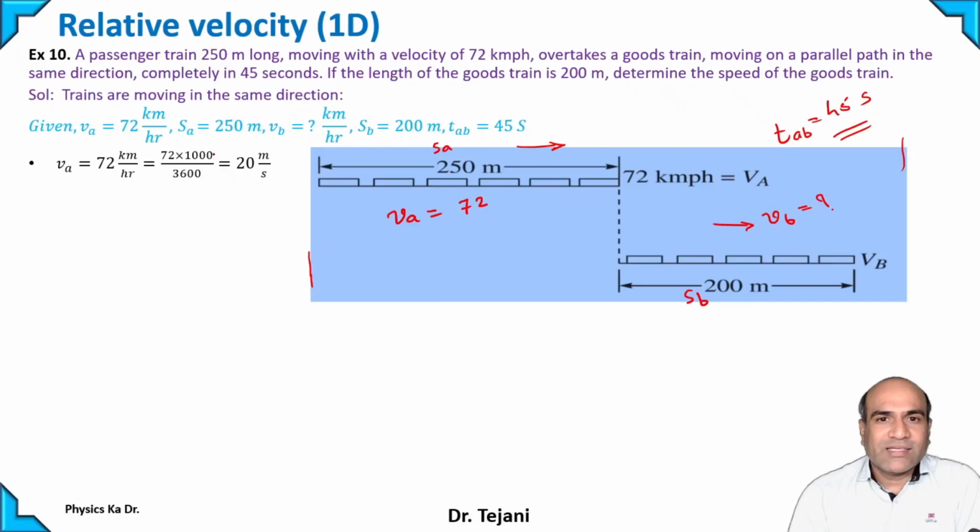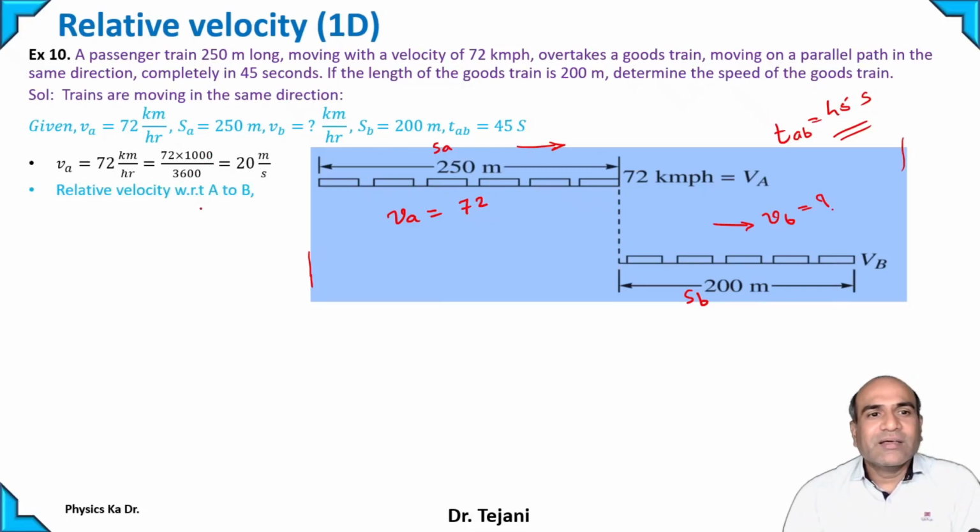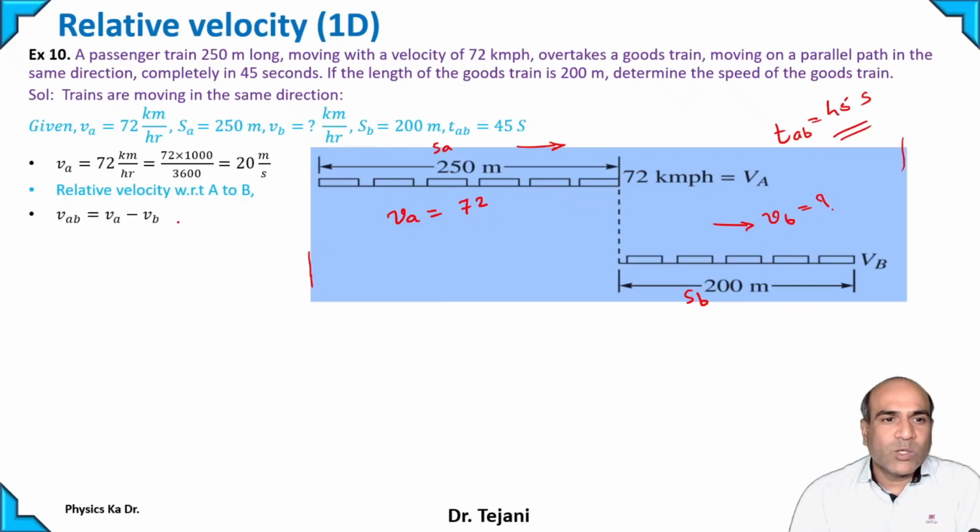Now what next? The relative velocity with respect to B is required. VAB is equal to VA minus VB. Both are running in the same direction, therefore VA and VB both are positive. So VA is 20 meter per second, and VAB we don't know. VB we need to find. We need to identify VB.